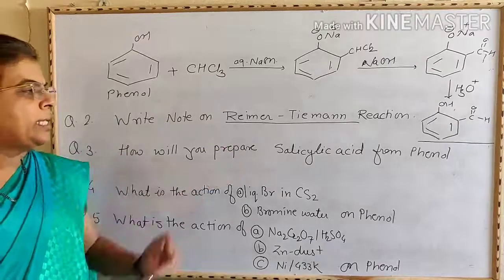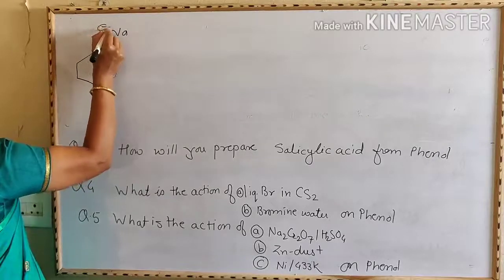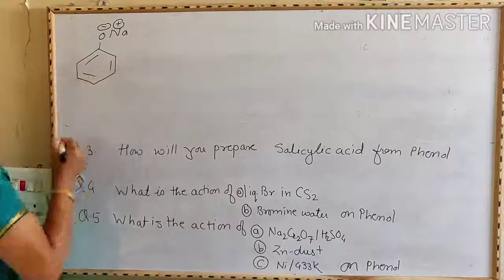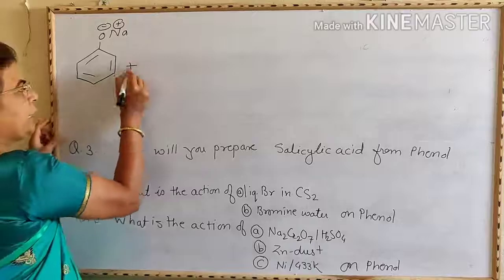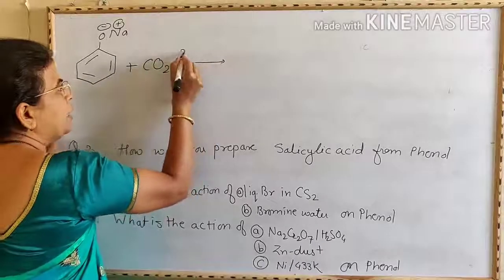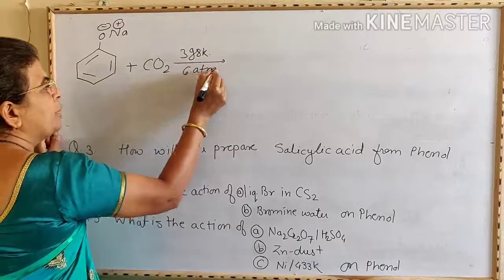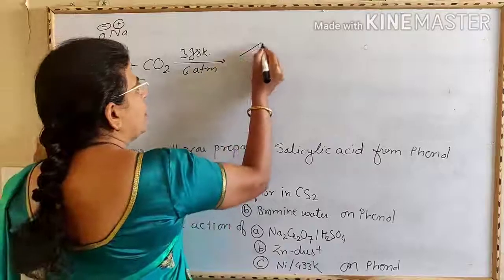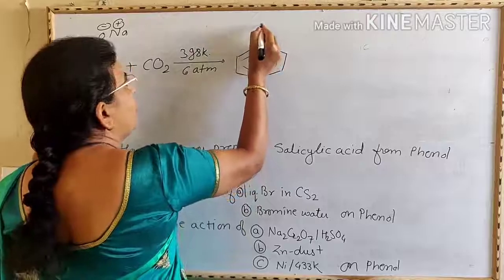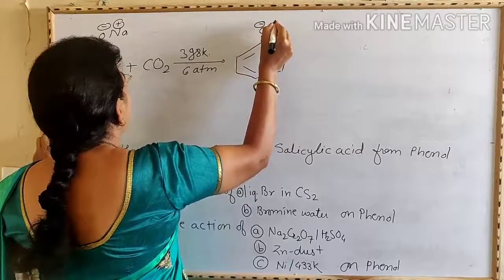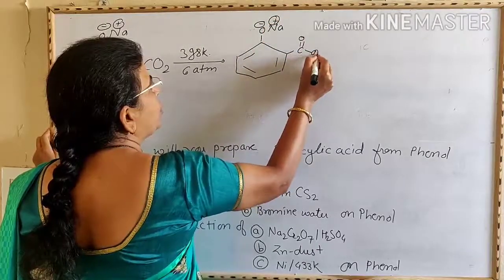Now we are going to see the third question. How will you prepare salicylic acid from phenol? When sodium phenoxide, which is obtained by the action of aqueous NaOH with phenol, is treated with carbon dioxide at 398 Kelvin under 6 atmospheric pressure, then at the ortho position of this sodium phenoxide, introduction of a COOH group takes place.